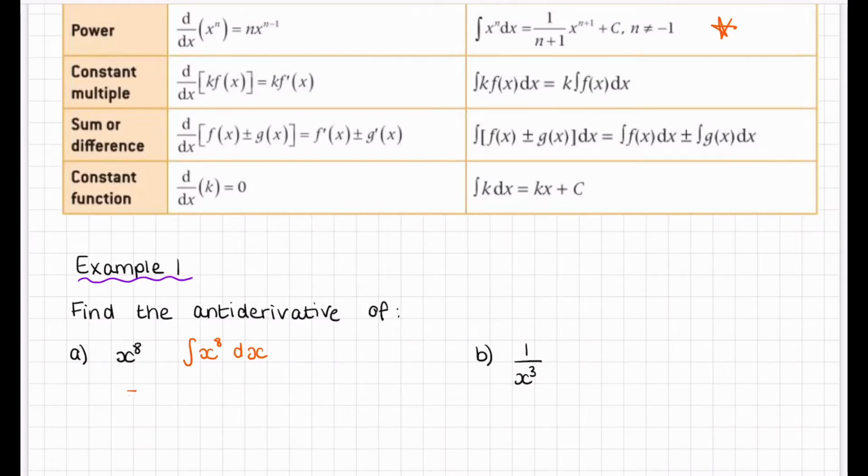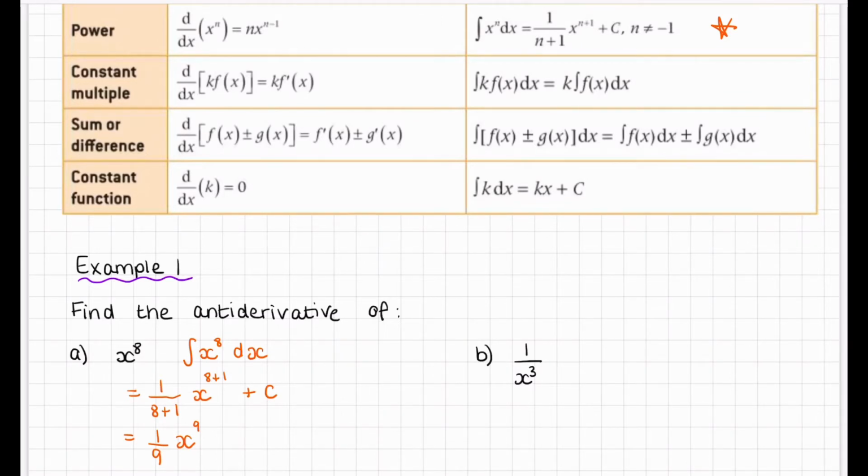Now the rule for this is really easy. You always do 1 over whatever that power is plus 1. And then we'll have the x, and then we need to do plus 1 to the power. And then we're going to do plus c on the end. So it'll be 1 over 9 x to the power of 9. We have to add 1, because remember when we do the derivative we minus 1, so when we do the integral we need to add 1. And then we need to make that fraction out the front.